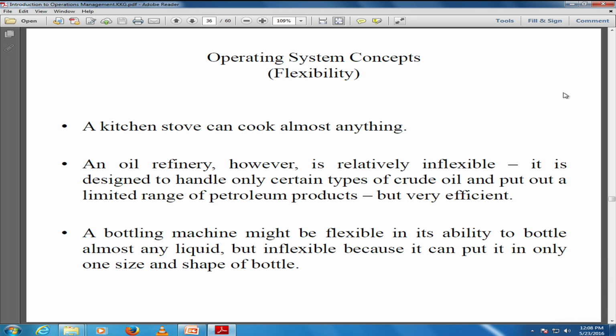Like a kitchen stove can cook almost everything. Look at an oil refinery, that is relatively inflexible, because it is designed to handle only certain types of crude oil and put out a limited range of petroleum products. It is very efficient, but not flexible. A bottling machine might be flexible in its ability to bottle almost any liquid, but inflexible because it can put it in only one size and shape of bottle.